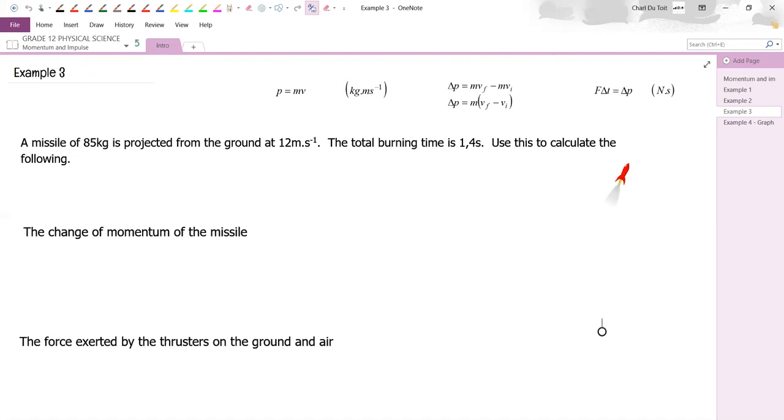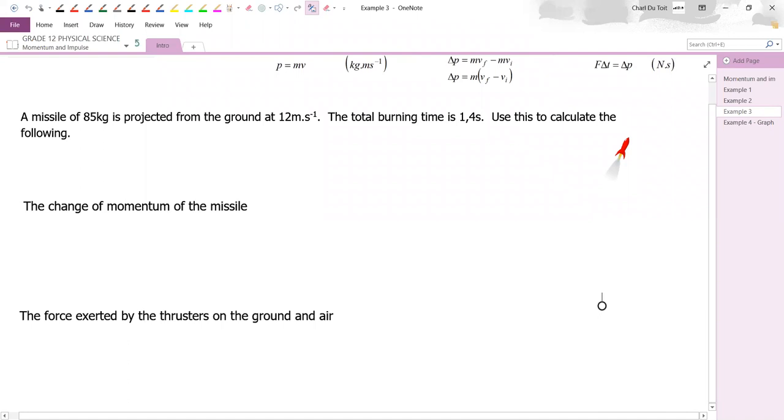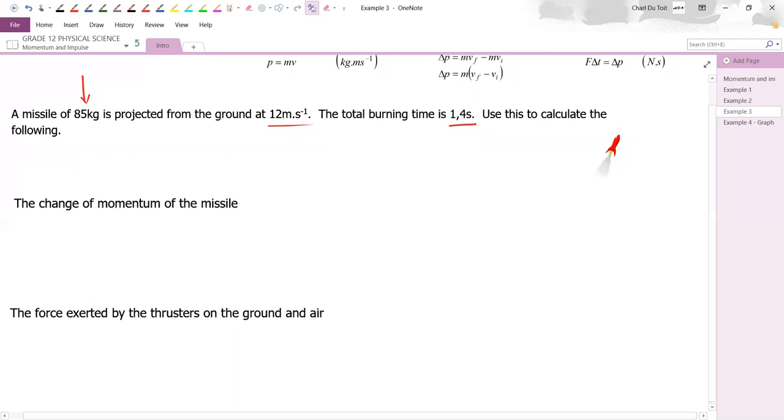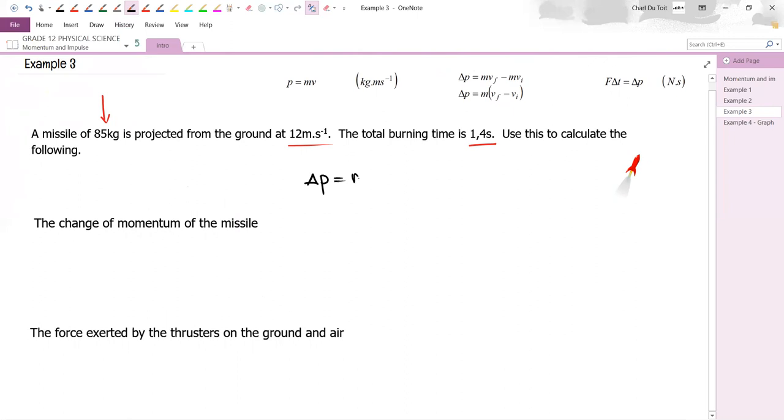Right, there we go. We have a missile of 85 kgs. It's projected from the ground at 12 meters per second. The total burning time is 1.4 seconds. Use this to calculate the following. I want to know what is the change of momentum of the missile. I'm going to help you with the formula because maybe it's new to you. Change of momentum is delta P, and that equals the mass of the object times its end velocity minus its initial velocity.